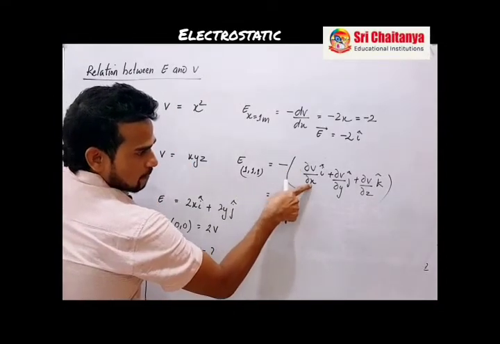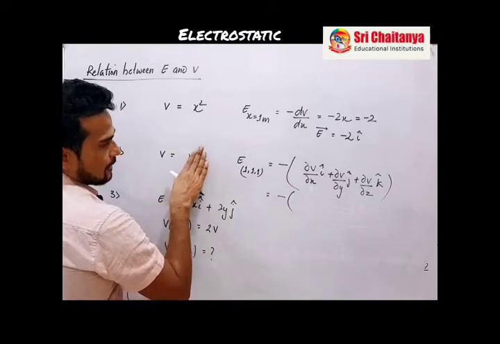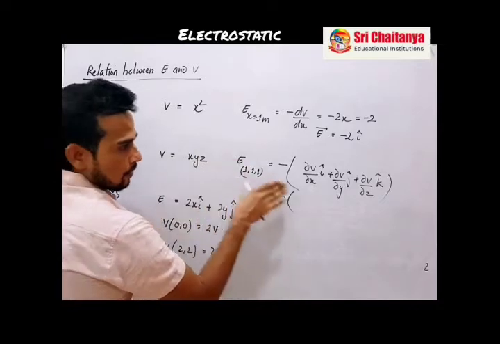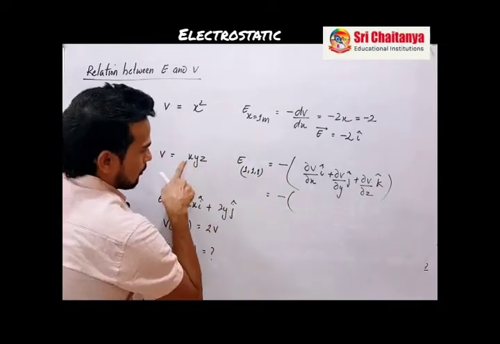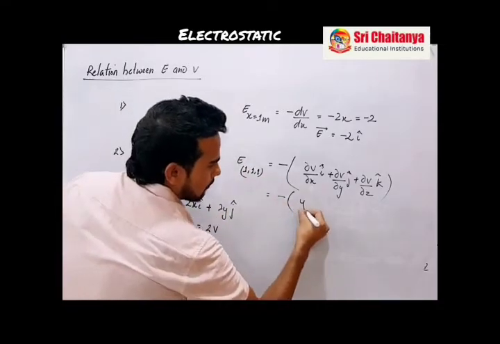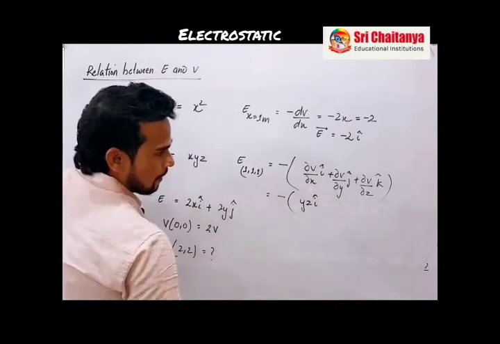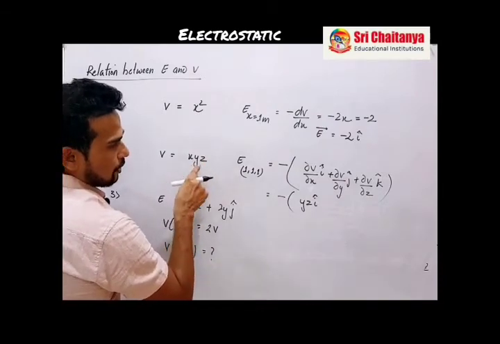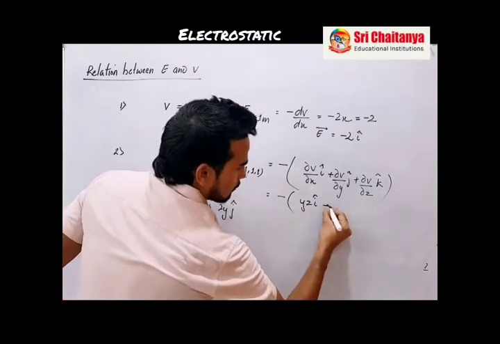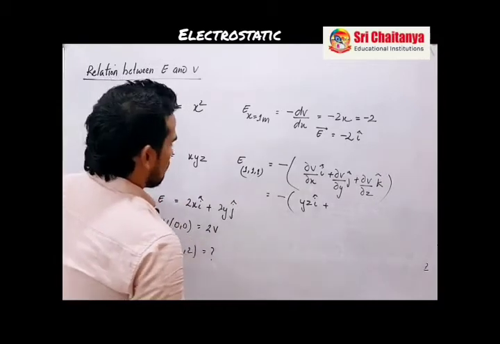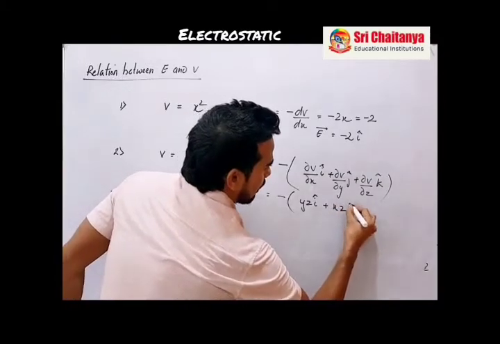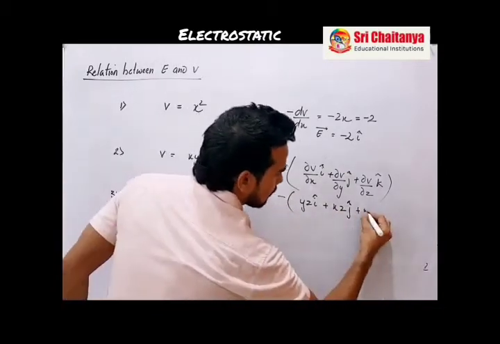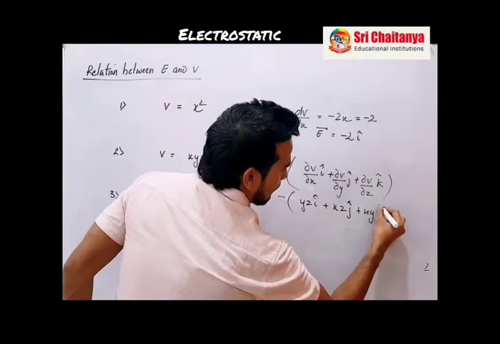You are differentiating with respect to x, so x is variable, y, z will be constant, so they will not participate. Differentiation of x will come 1, so this will give you yz i cap. Similarly here y will be variable, x, z will be constant, you can take out of differentiation, y will differentiate to give you 1, so this will become xz j cap. Similarly z will be differentiated, x, y will remain constant, so xy k cap.